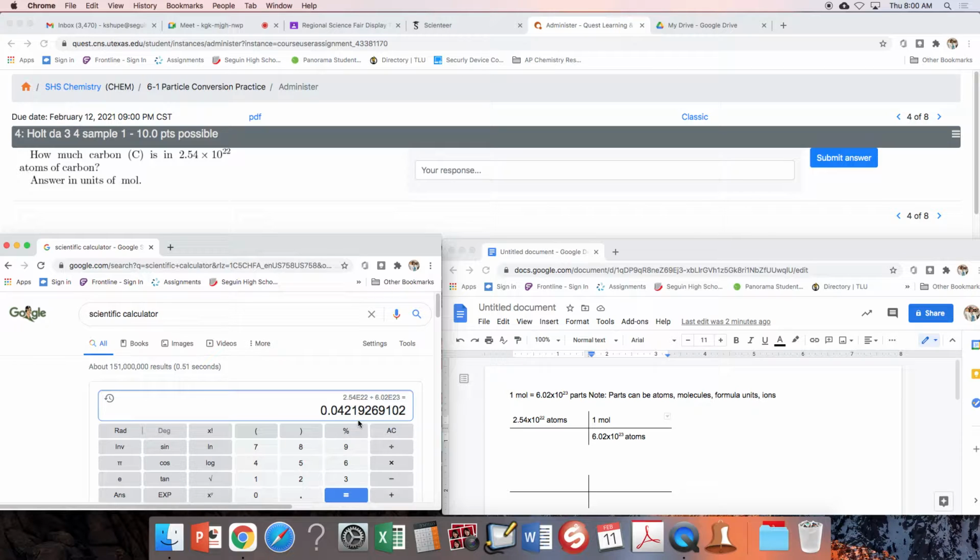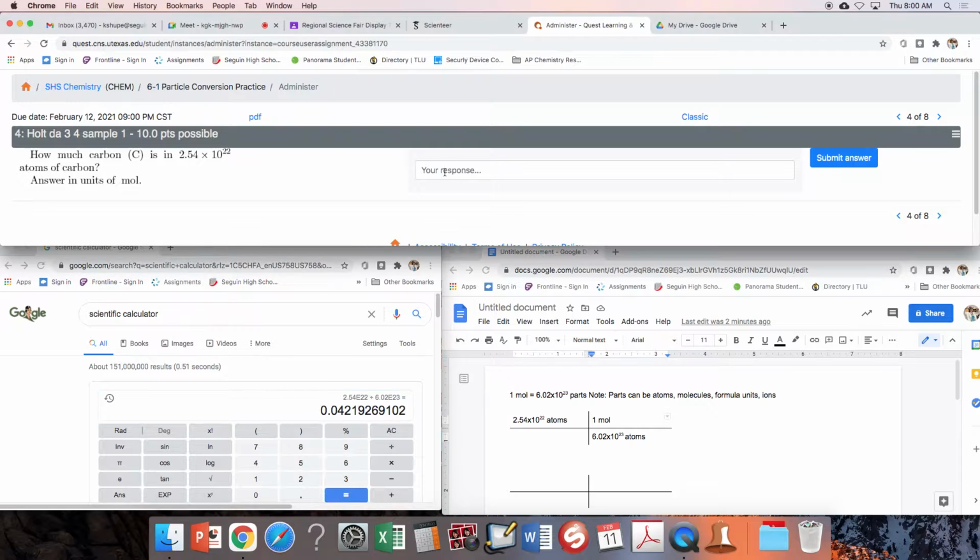Watch out for super tiny numbers like this in Quest. In Quest, try to keep more digits than you think. 2 decimal places is okay if it's over 1. If you're not sure, keep more digits. Quest is more likely to count it wrong if you round too much. So in this case, since we're less than 1, we've got to keep at least 3 non-zero digits. So I'm going to type this in as 0.0422. You can put your moles if you want. It's not going to count it wrong. You can leave your moles off. Either is okay. What's actually checking is the number. So I submit my answer. And I'm right. I can move on.